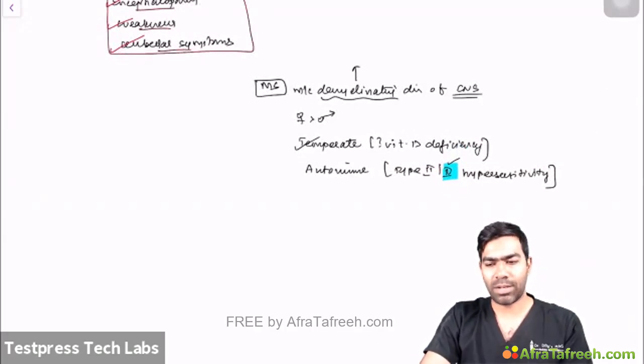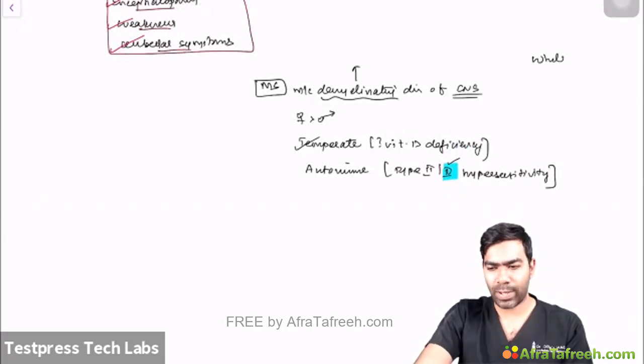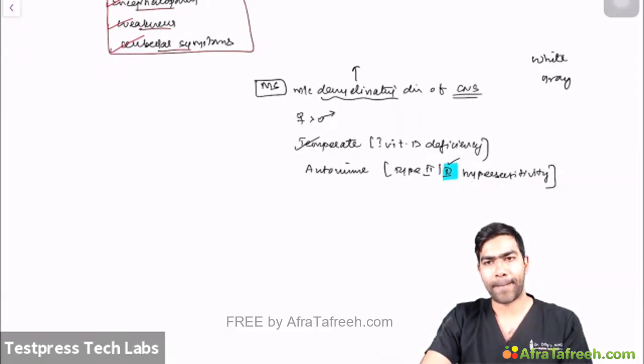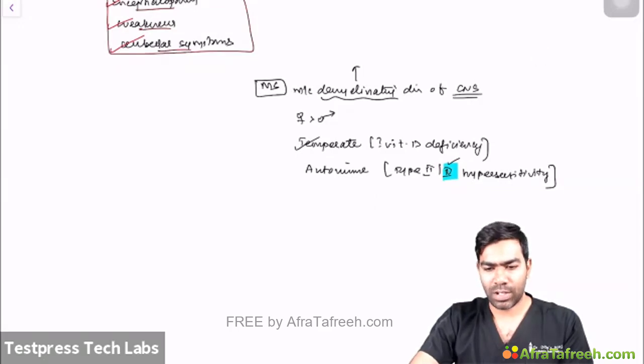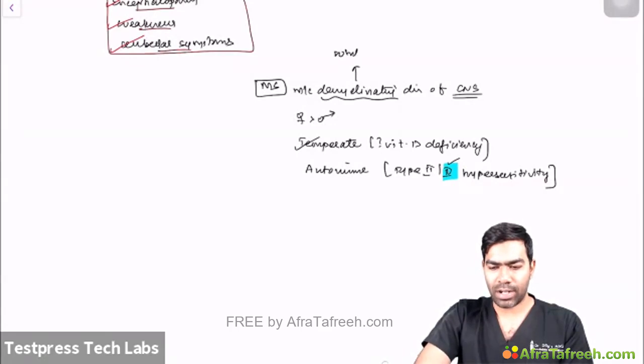Tell me which will have myelin. You have white matter, you have gray matter. Which will have myelin basically? This is a very basic, first year level question. Which will have myelin? White matter or gray matter? White matter is the one that's going to have myelin. Of course, yes. So which means multiple sclerosis is a white matter disease.